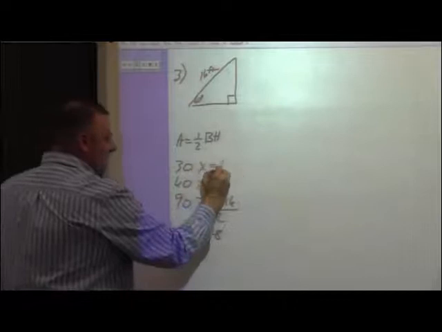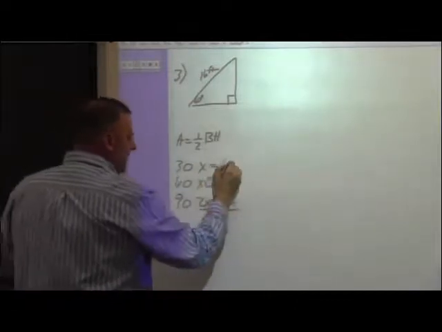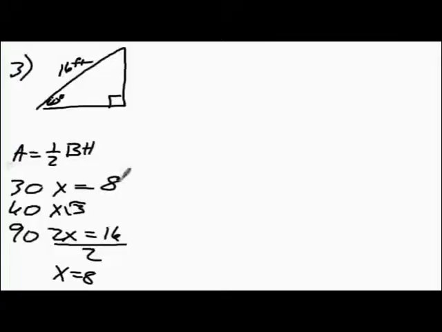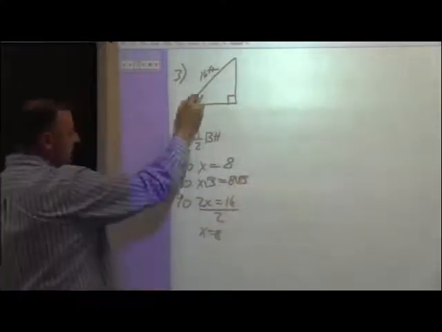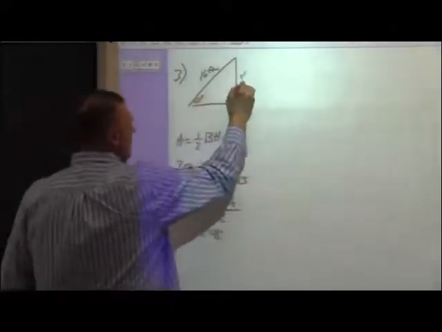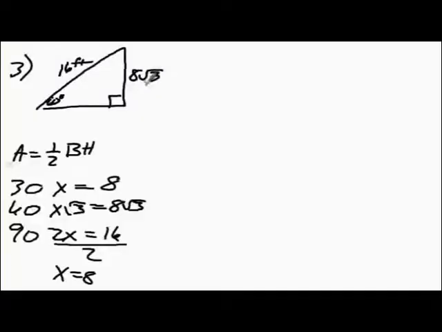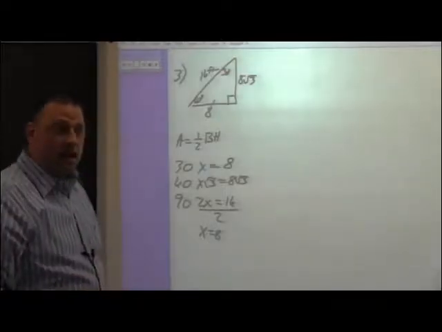So that means the side opposite the 30 degrees is 8, and the side opposite the 60 is going to be 8 radical 3. So opposite the 60, here's the 60, opposite it, that's 8 radical 3 here. And opposite, well, if this is 60, that's got to be 30 here. So this is going to have to be 8.